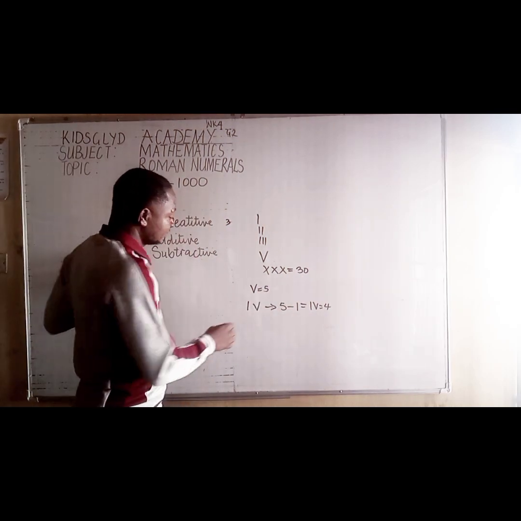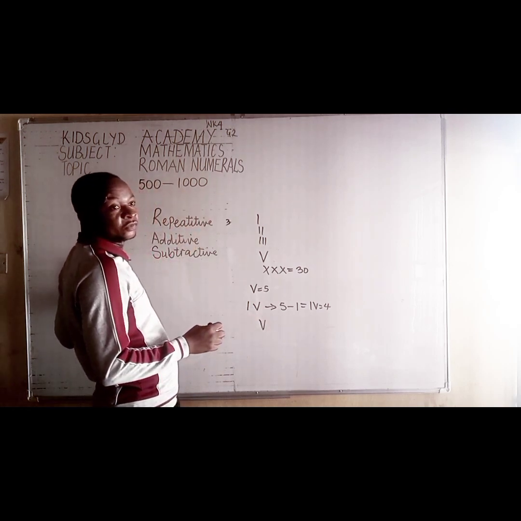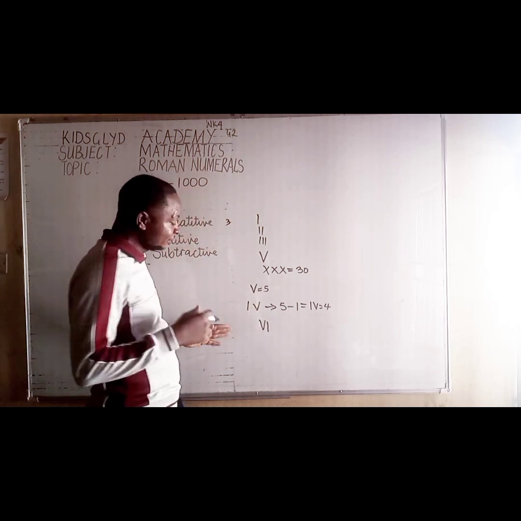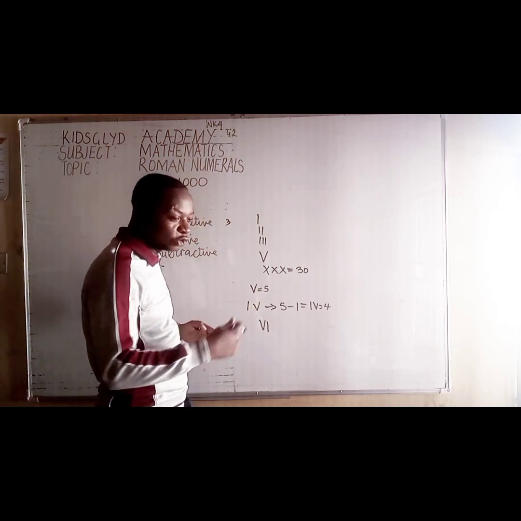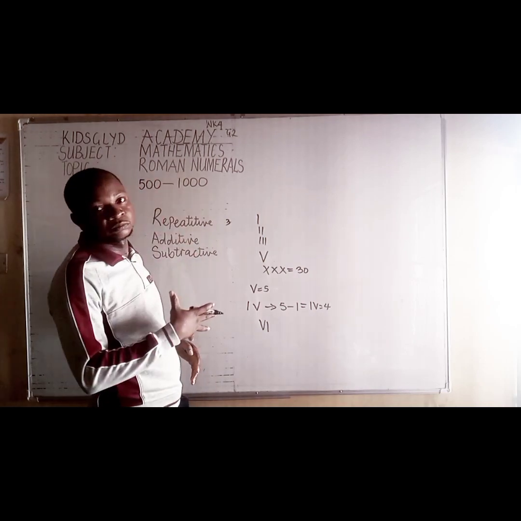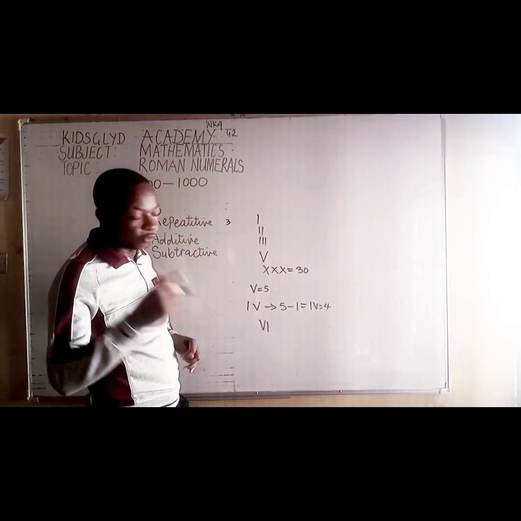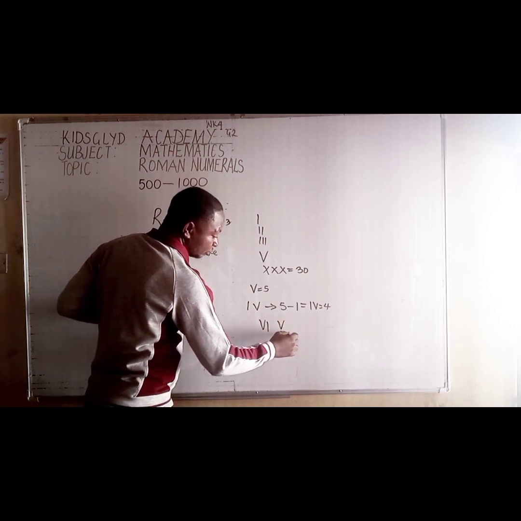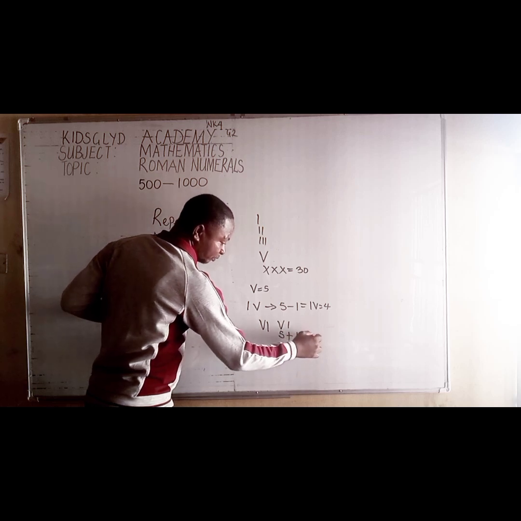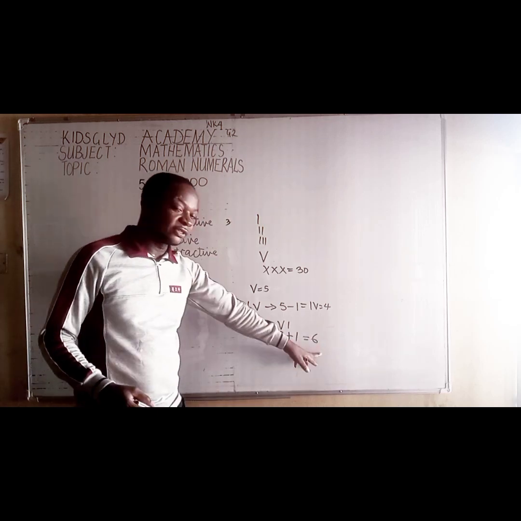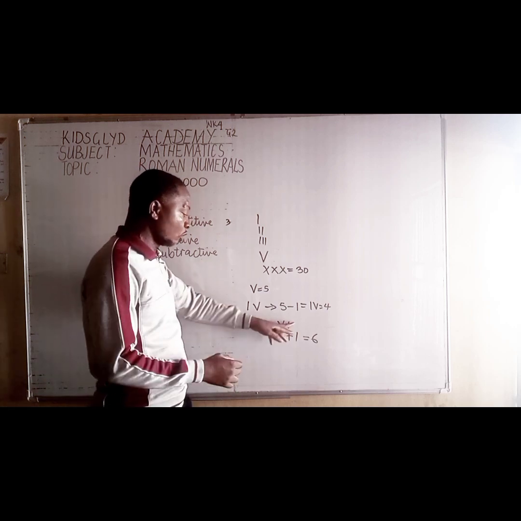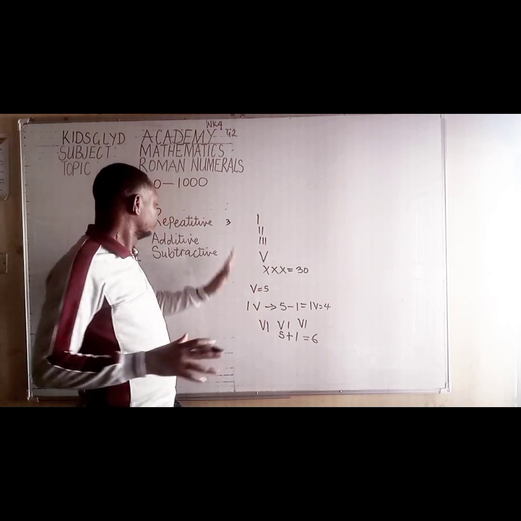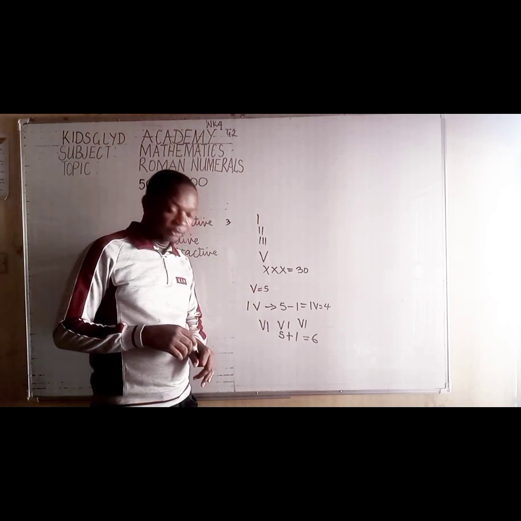Now the additive rule says, since this is 5, if you want to write 6, the I will come here. That means when a bigger number is in front of a smaller number, we add 1 or 2 to it, depending on the number you want to write. For example, this is 5 plus this is I, 1, it gives us 6. 5 plus 1 is 6. That means V and I gives us VI, and VI means 6. This is what we talk about the rules that guide Roman numerals.